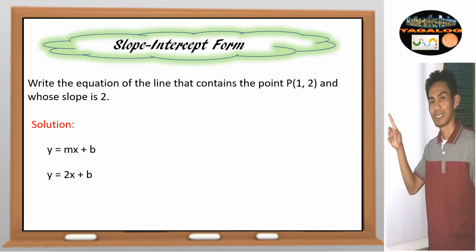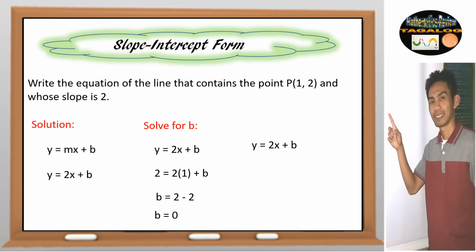Then, para makuha natin si b, solve for b, substitute 1 for x and 2 for y. So, gamit yan, y is equal to 2x plus b. Papalitan natin si y ng 2 at si x ng 1. So, 2 equals 2 times the quantity of 1 plus b. So, b equals 2 minus 2. B equal to 0. So, mayroon na tayong slope at mayroon na tayong y-intercept.